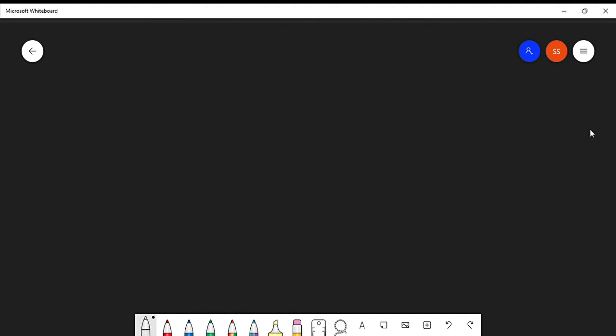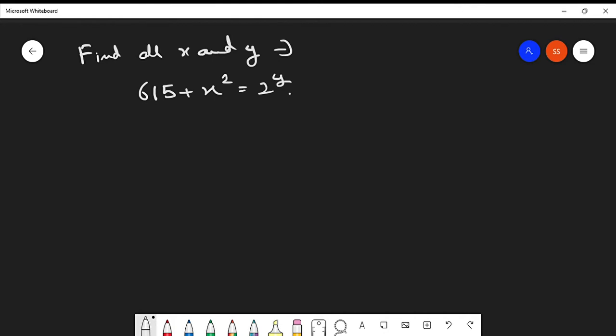This is one of those problems which could not be solved in Wolfram Alpha. So let us check the problem. The problem says: find all x and y such that 615 plus x square equals 2 to the power y. Clear? Find all x and y such that 615 plus x square is equal to 2 to the power y.